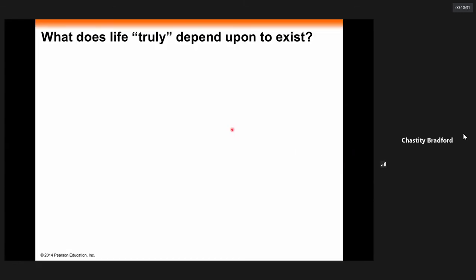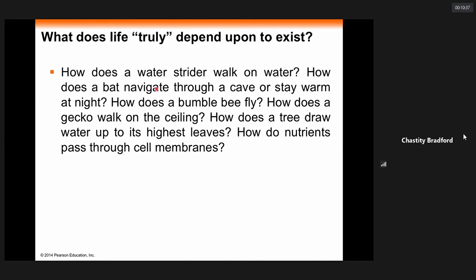So what does life really depend on? What does it truly depend on to exist? What do we need to exist? I want you to be thinking about a water strider. These are what we call the Jesus spiders.